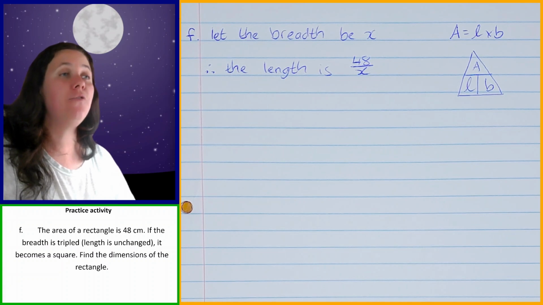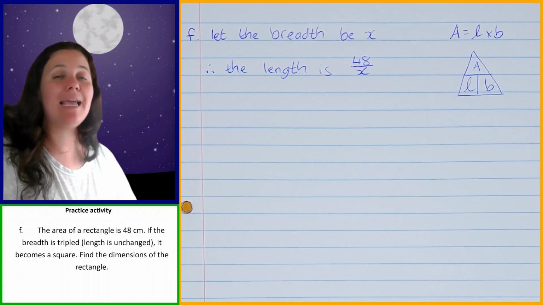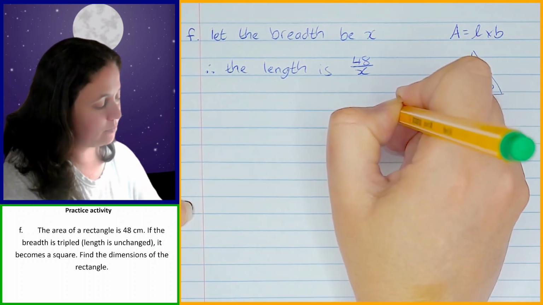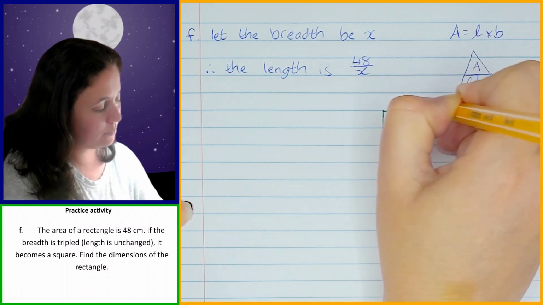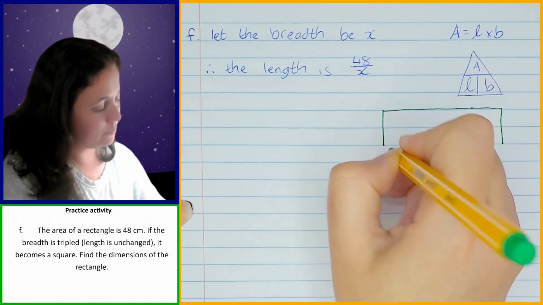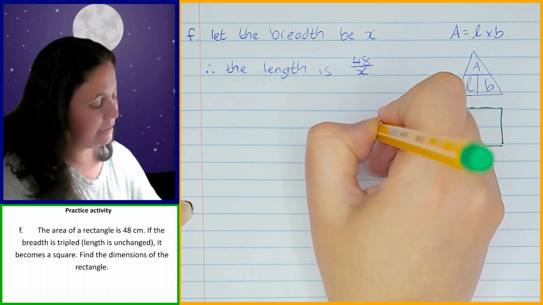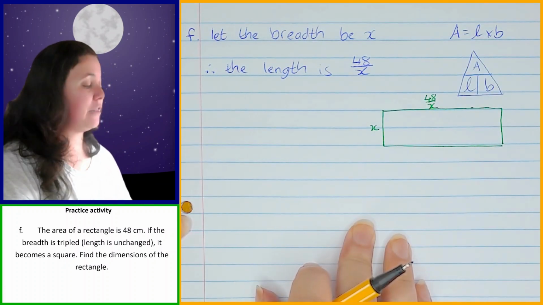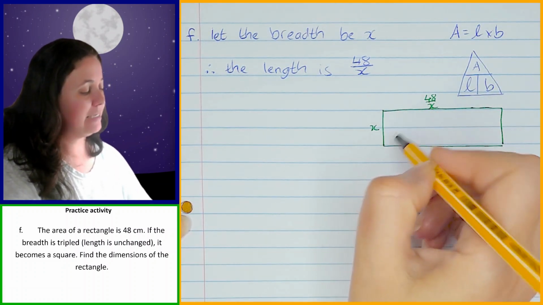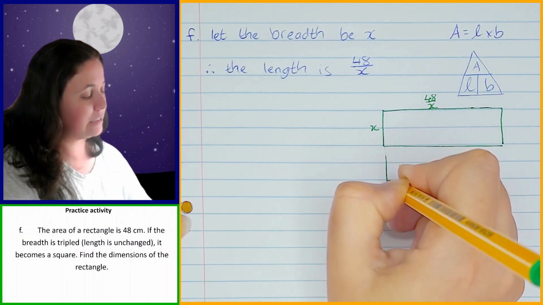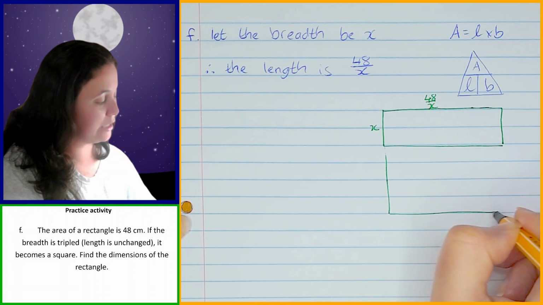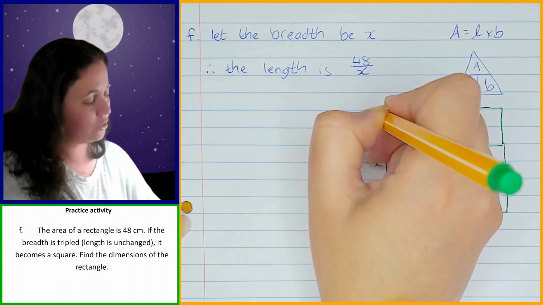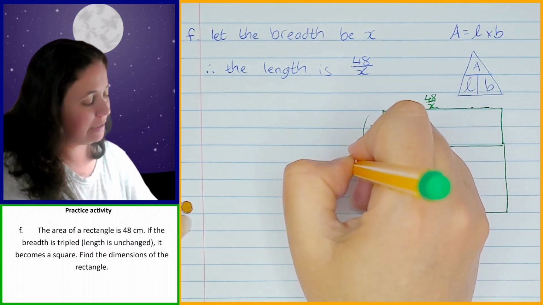So they told us that if the breadth is tripled, it will become a square. Okay, so if I have my rectangle like this, where my breadth is x and my length is 48 over x, then they tell us that the breadth is tripled. So that means I'm going to have one x, another x, and another x. And that will make this turn into a square. So over here, I've got another x up to there and another x over here. So this whole thing, because it's been tripled, is now 3x.